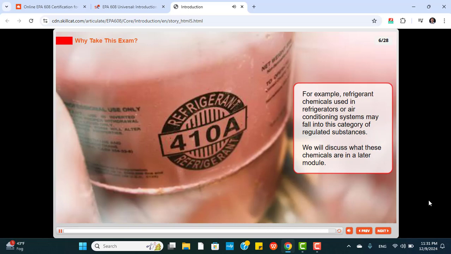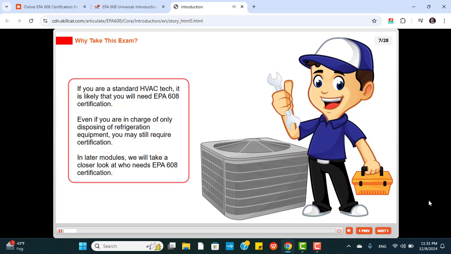If you are a standard HVAC tech, it is likely that you will need EPA 608 certification. Even if you are in charge of only disposing of refrigeration equipment, you may still require certification. In later modules, we will take a closer look at who needs EPA 608 certification.